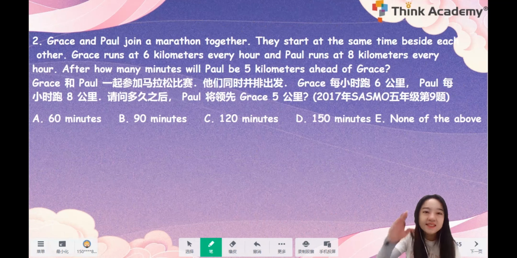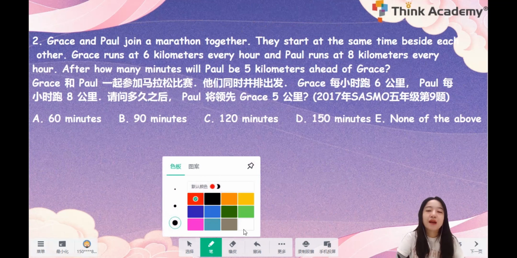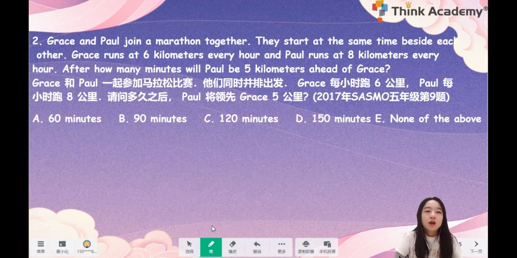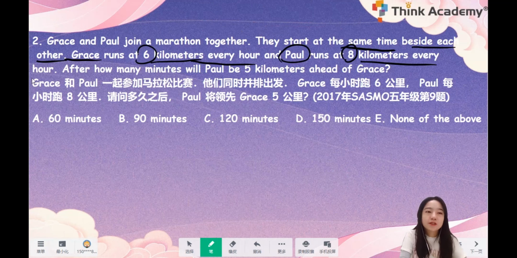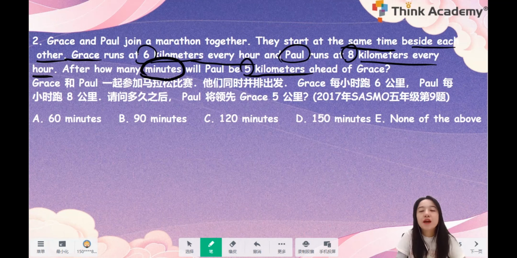Now let's see the second part. Try to use the method we have learned to solve it. Grace and Paul join a marathon together. They start at the same time beside each other. So in other words, they start from the same place. Grace runs at 6 kilometers every hour, and Paul runs at 8 kilometers every hour. After how many minutes will Paul be 5 kilometers ahead of Grace?